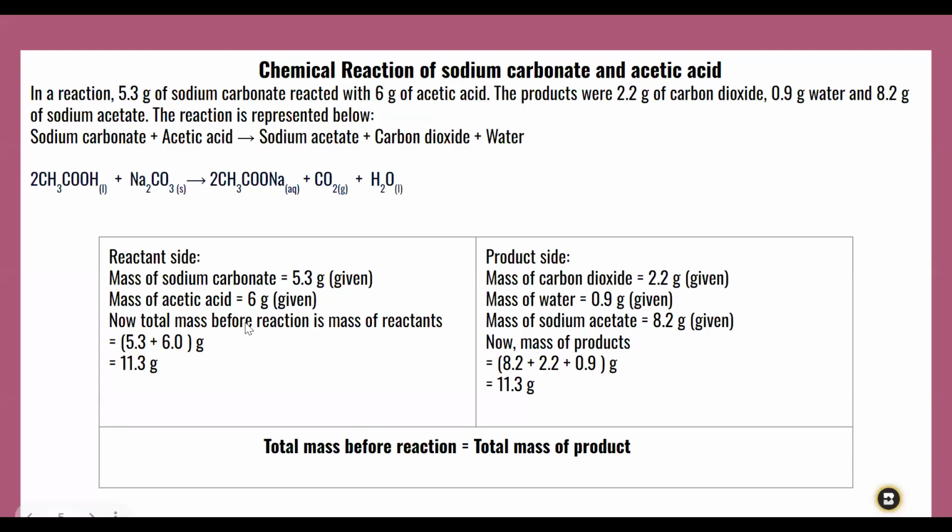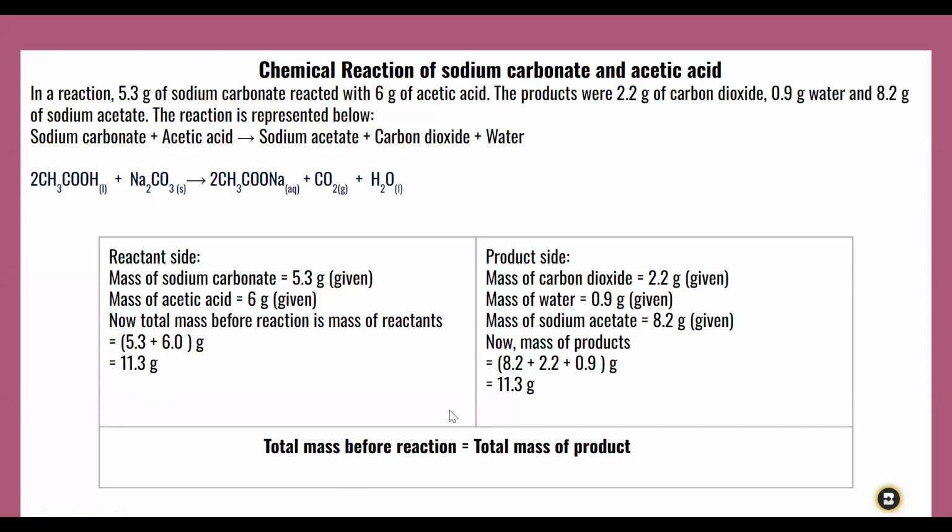Okay, here, acetic acid is 6 grams. If we add the total of all the reactants, the mass of every substance on the reactant side, it gives 11.3. Then on the product side, we have carbon dioxide 2.2, water 0.9, sodium acetate 8.2. We add them, and it is also 11.3. So the total mass before the reaction equals the total mass of the product.